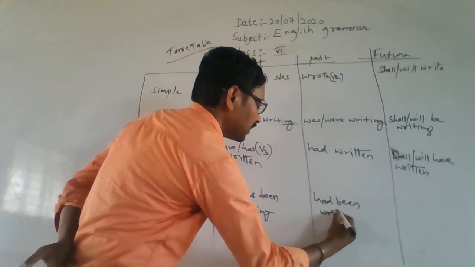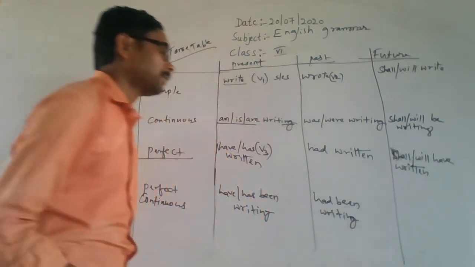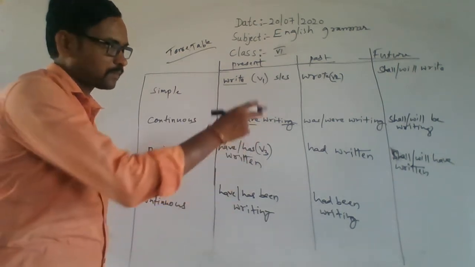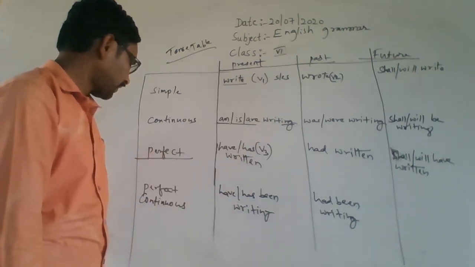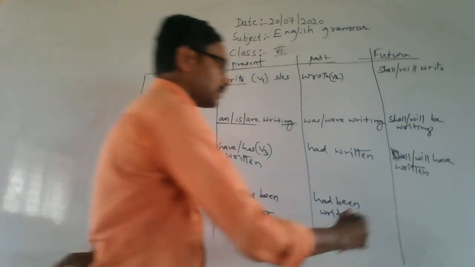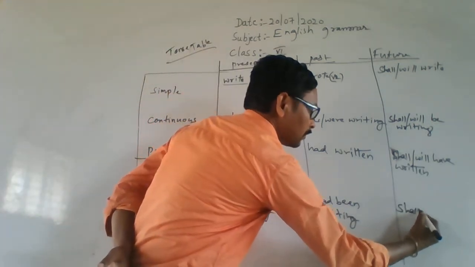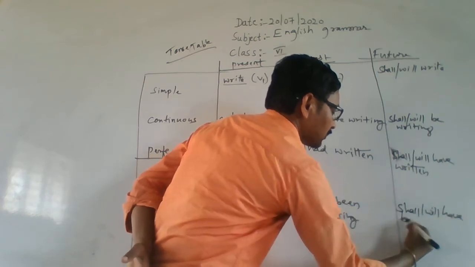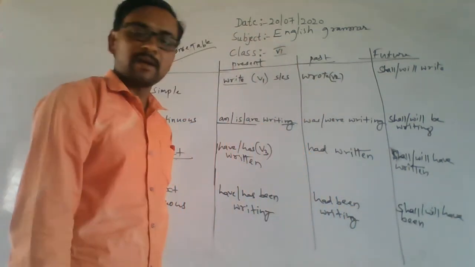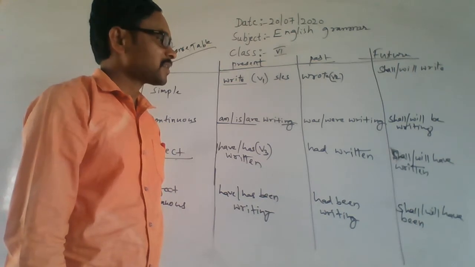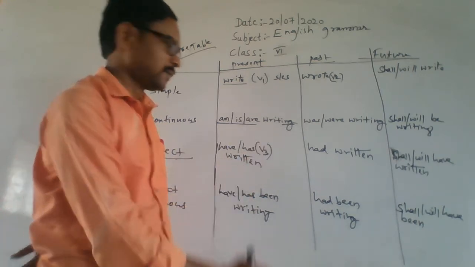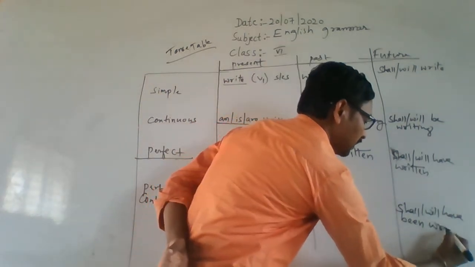Had been writing. How do you write it? Tell me. In future perfect continuous, how do you write? So, shall or will have been. Write change as what? Yes, change as writing.